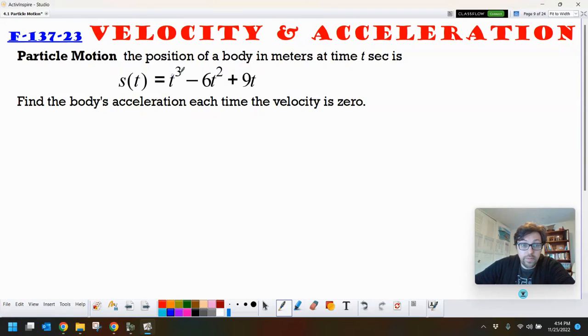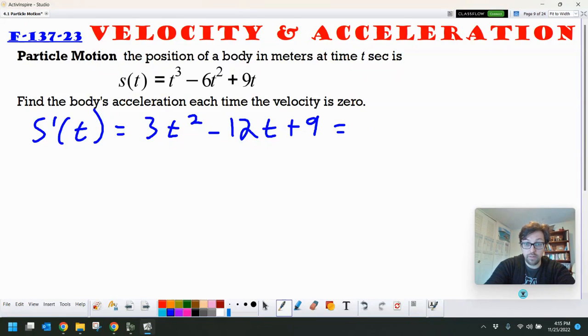In this example, we've got a nice position function. We want to find the body's acceleration each time the velocity is 0. So velocity is going to be the derivative of our position, because that's going to talk about when the position is going to be changing every time our time changes by a little bit. That's what derivative asks about. Change in position with change in time.